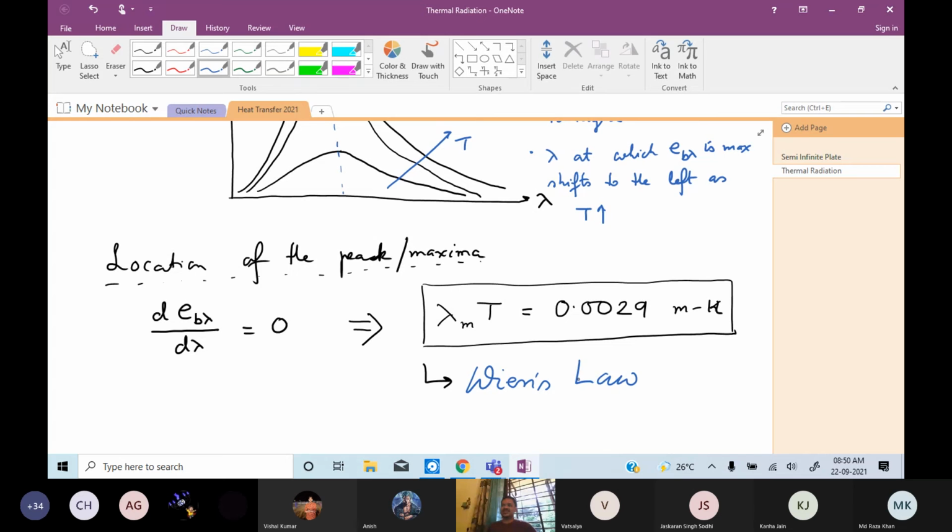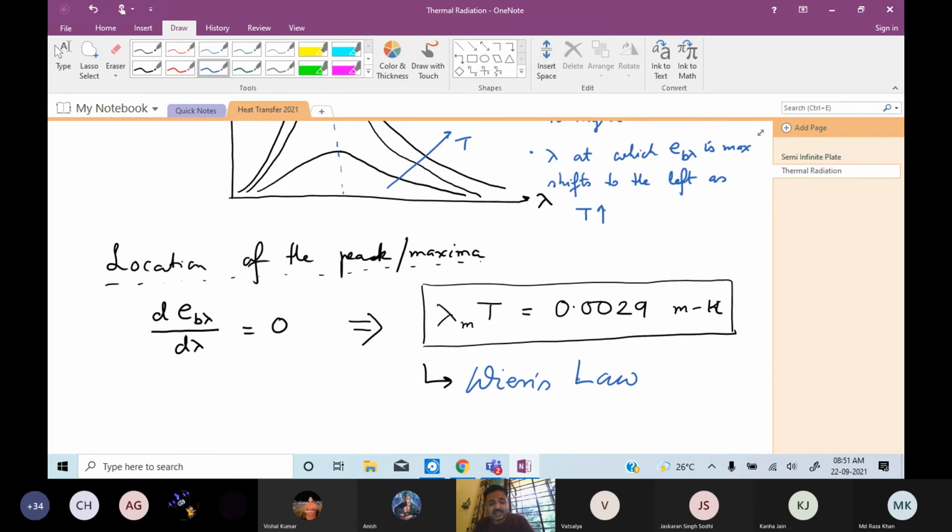What Wien's law gives us is the value of the wavelength at which the monochromatic emissive power of a surface is maximum at a given temperature. So if you know the temperature, you know at what wavelength the emissive power of the black surface will be maximum.